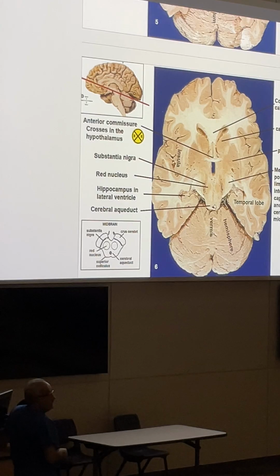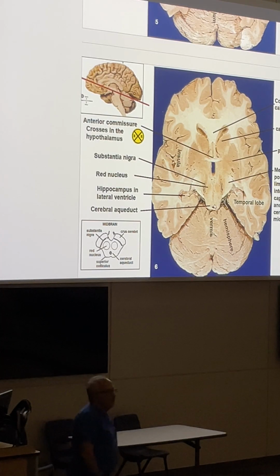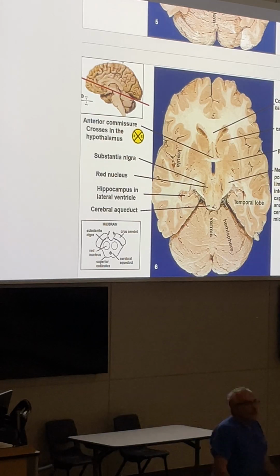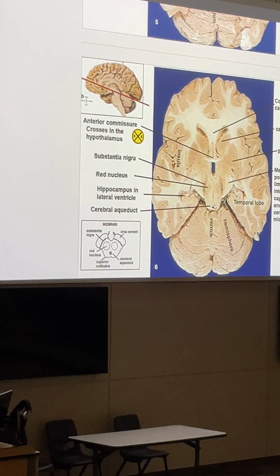Oh, see? I see something here. That's good, right? What is this white line? Anterior commissure. Do not confuse anterior white commissure with anterior commissure. What was the anterior white commissure? Spinal cord, right? Perfect.